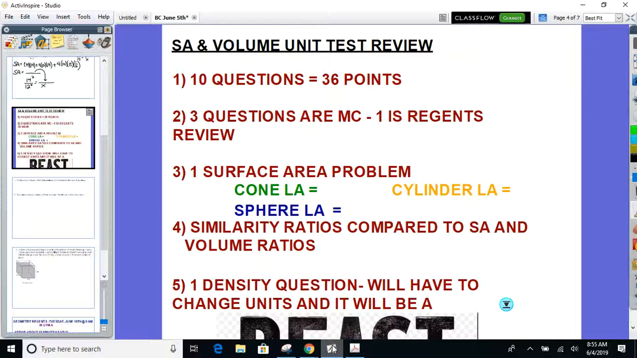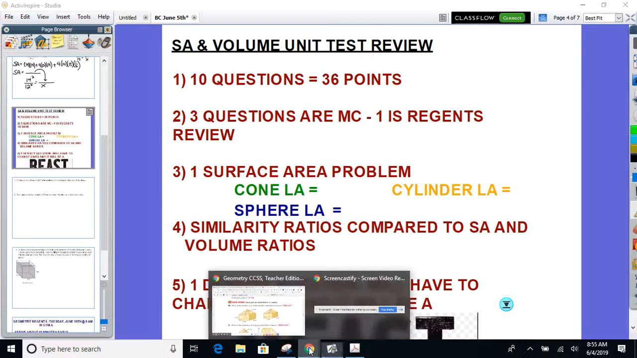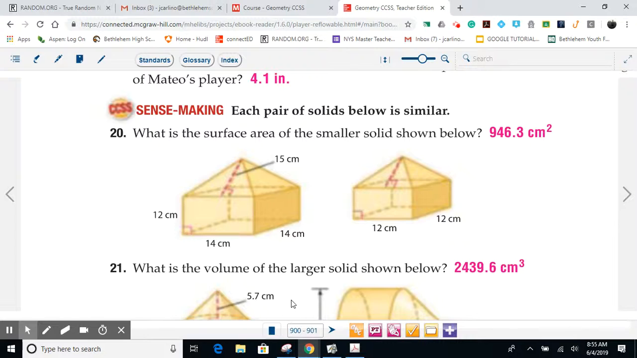All right, here we go. Let's get reviewing here. I got a couple questions I want to do with you as well. Let's go through these formulas up here. Cone lateral area. And what I mean by one surface area problem, it could have been, okay, let's find the surface area of this.